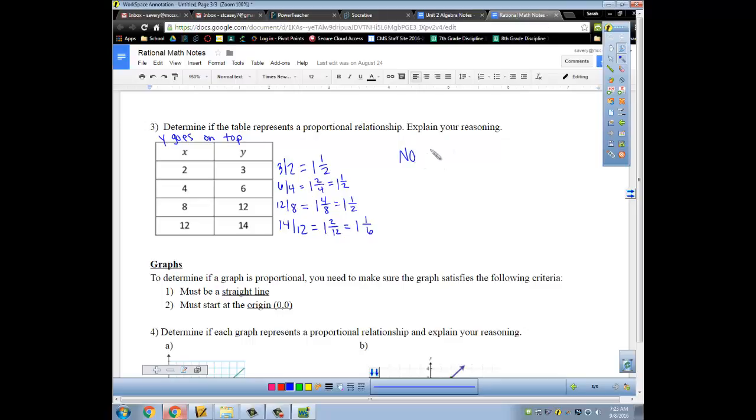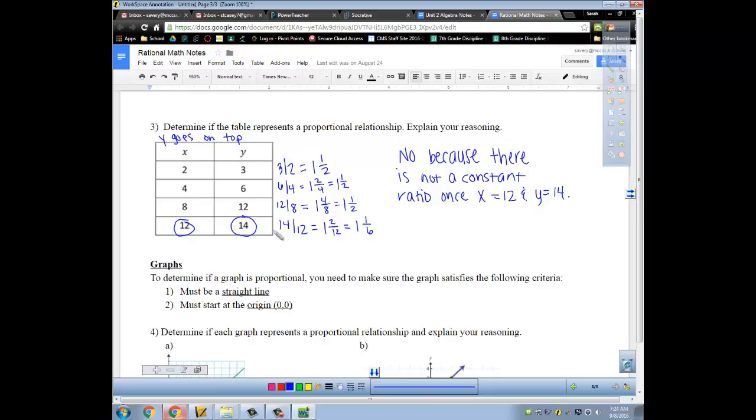Okay. No, because there is not a constant ratio once x equals 12 and y equals 14. So that time, since we're just talking about x and y, I wasn't going to mention that in my labels besides saying x was 12 and y was 14 when we had an issue.